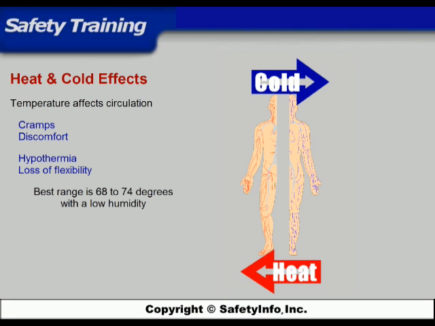Working in hot or cold areas can adversely affect the body. Heat affects blood circulation and can cause cramps, rashes, and general discomfort. Cold work areas also affect the body's blood circulation, causing hypothermia, loss of flexibility, distraction, and limits the dexterity of the worker. Generally, the comfortable temperature range is 68 to 74 degrees, with a humidity between 20 to 60%.